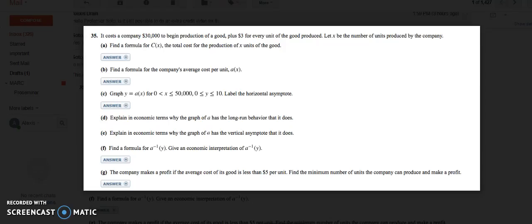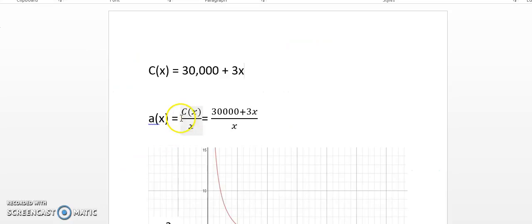The next thing that it asks us to do is to find a formula for the average cost per unit using A of X. And so this is what I did. The average cost would be our first equation divided by the number of units. And so when you write that out, it's going to look like this, what's highlighted.